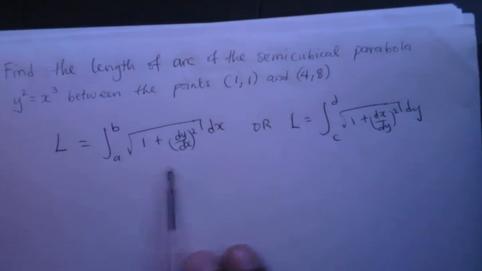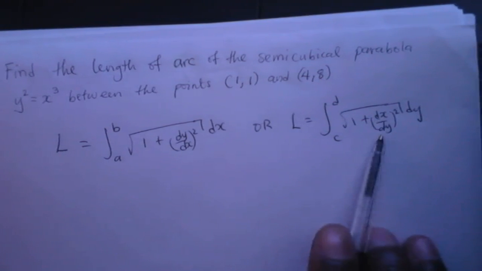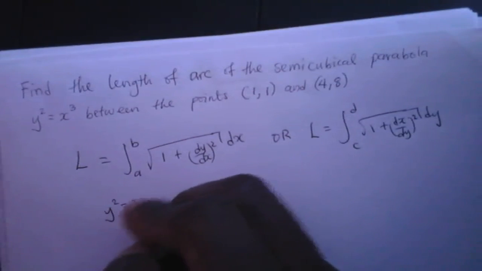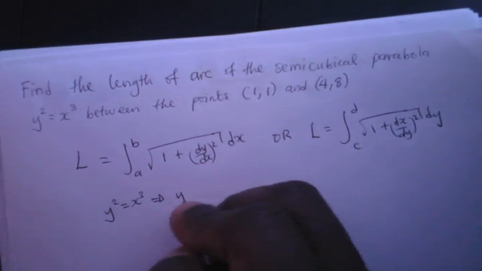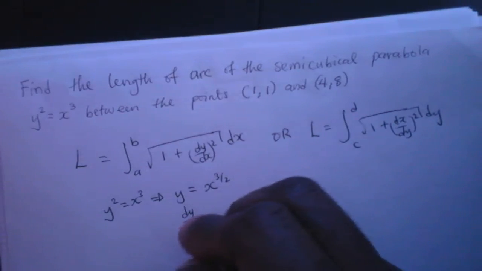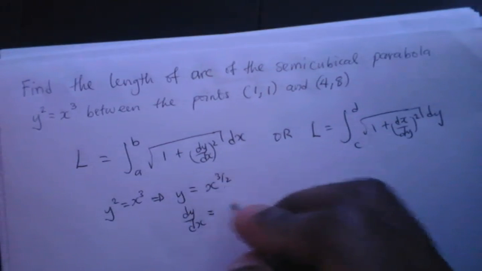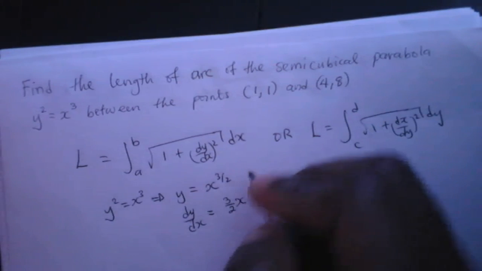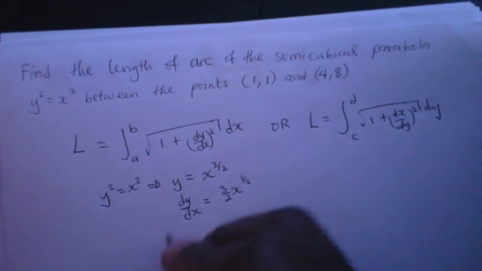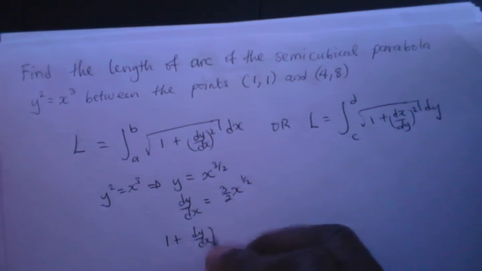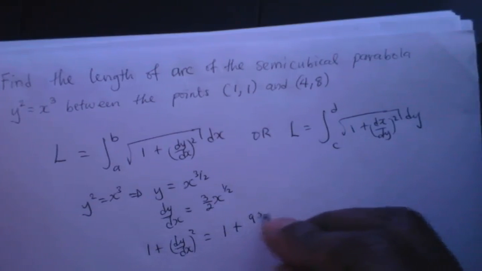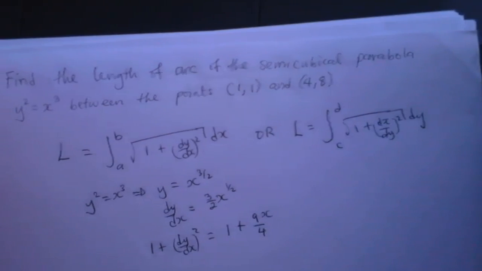So if you say dy/dx, then you integrate in terms of x. If you say dx/dy, then you integrate in terms of y. In this case, we can just do dy/dx. So from y squared equals x cubed, it follows that y would just be x to the power 3 over 2. Alright? And dy/dx would just be equal to 3 over 2 x to the power 1 over 2. And if I simplify 1 plus (dy/dx) squared, I'll just get 1 plus 9x over 4. There we go.